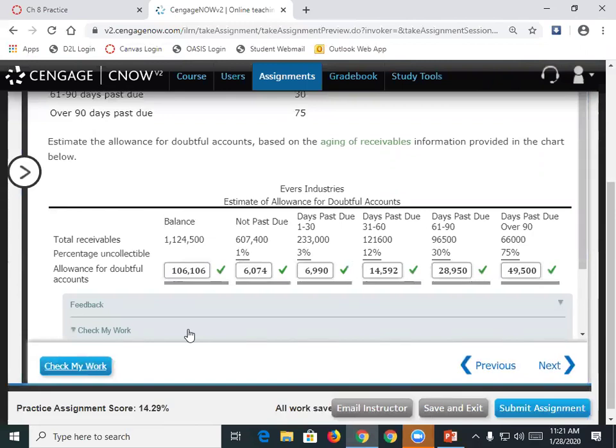So again, on your homework, they may have you actually type in, from the chart, the percentages and the amounts and everything. But all you're doing is multiplying and then adding. Any questions on that one? That's easy, right?